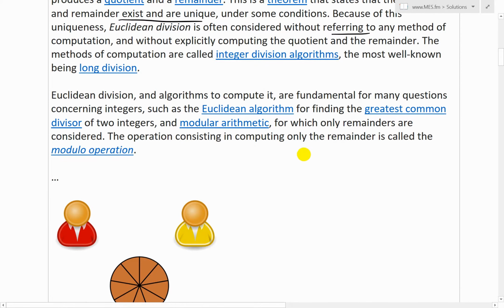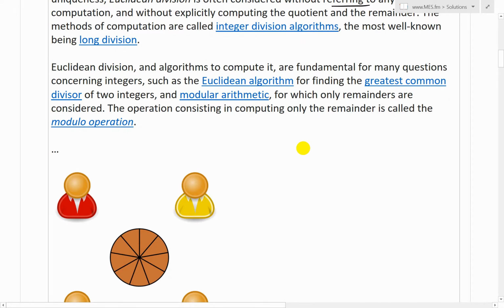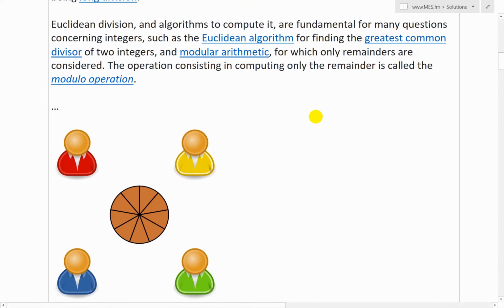And going further, Euclidean division and algorithms to compute it are fundamental for many questions concerning integers, such as the Euclidean algorithm for finding the greatest common divisor of two integers, and modular arithmetic, for which only remainders are considered. The operation consisting in computing only the remainder is called the modulo operation. So the modulo, like I've done in my earlier videos, is used to find the remainder.